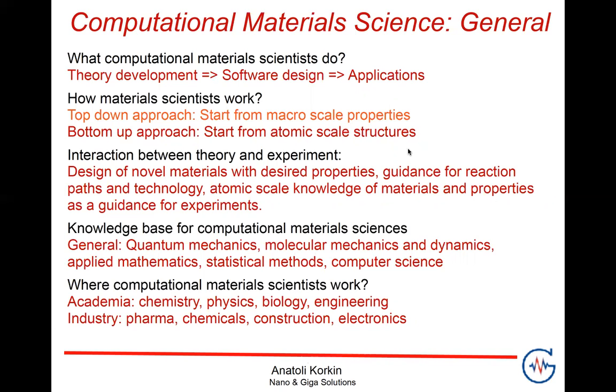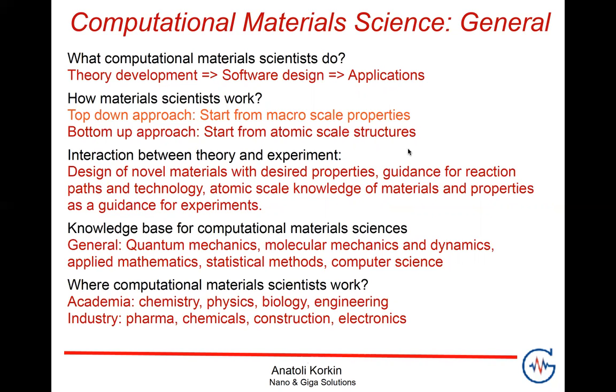So how does computational materials science work? There are two major approaches. One is the top-down approach. You start from macro-scale properties, and then you figure out what atomic or electronic behavior corresponds to these properties. The opposite is the bottom-up approach. You start from some atomic structure, derive the properties you need, and try to modify the structure in a way that gets the desired properties.